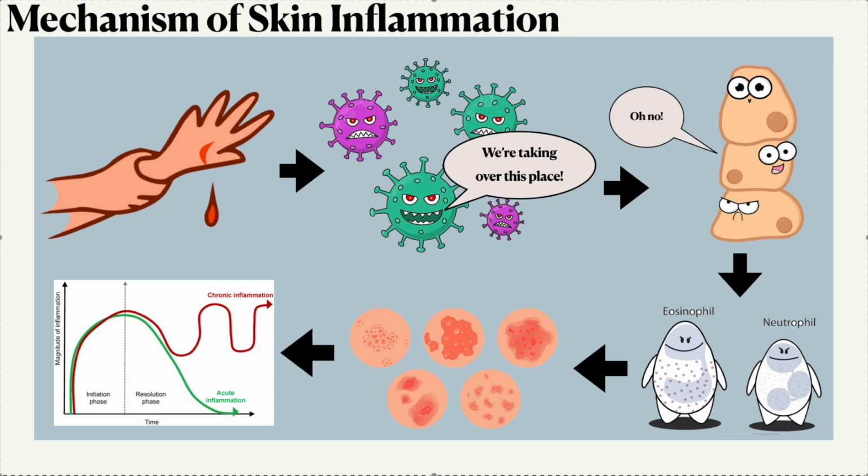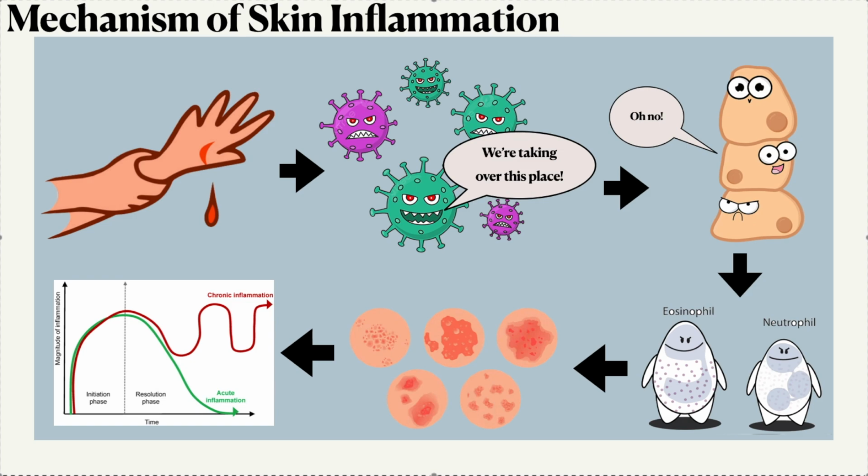So let's take a cut on a hand, for example. With the cut, virus and bacteria could enter the bloodstream. The invaders enter the bloodstream and start attempting to invade cells. And when the cells detect the invaders, they do two things.